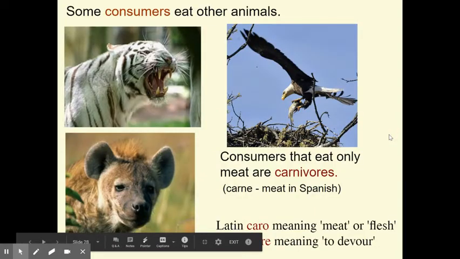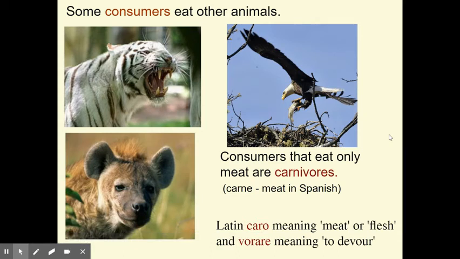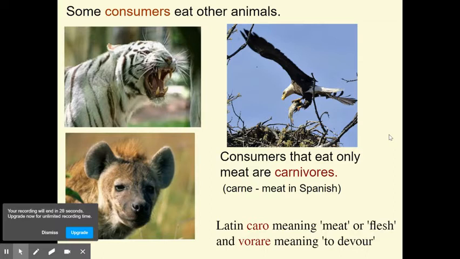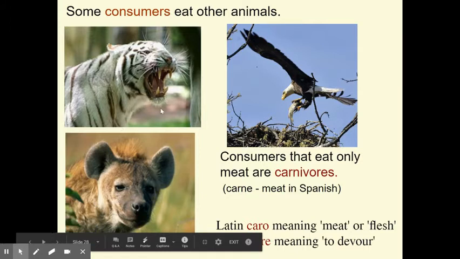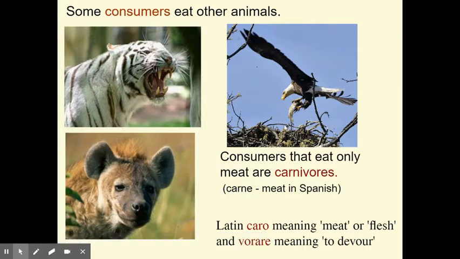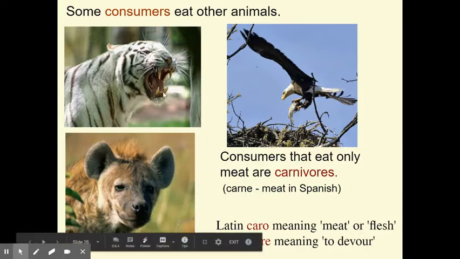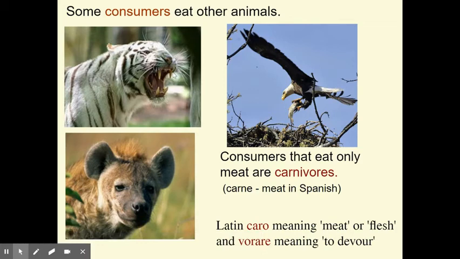Some consumers eat other animals. Consumers that eat only meat are called carnivores. If you speak Spanish, then you know that carne means meat. That might help you remember it. Meat eater. In Latin, caro, meaning meat or flesh, and vorare, meaning to eat. So meat eater is literally what the word carnivore means. We've got a tiger here, an eagle eating a fish, and a hyena. You might notice that this guy has got sharp teeth that help him eat the meat.